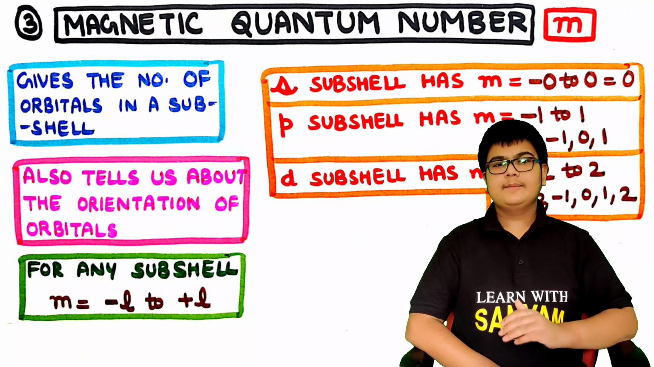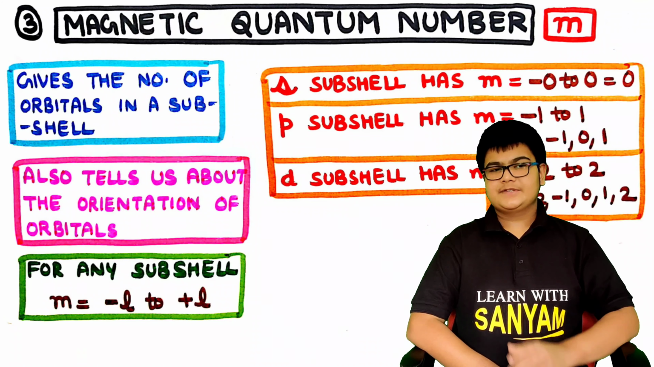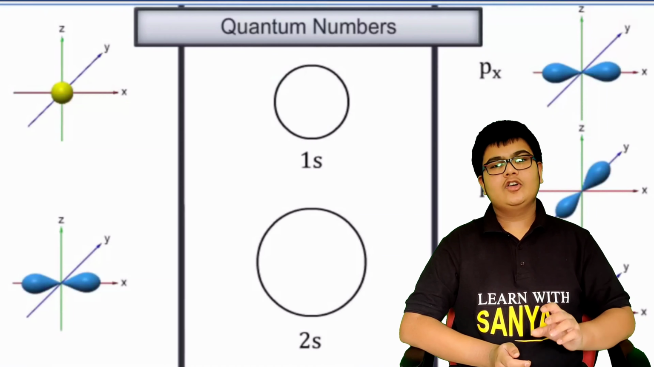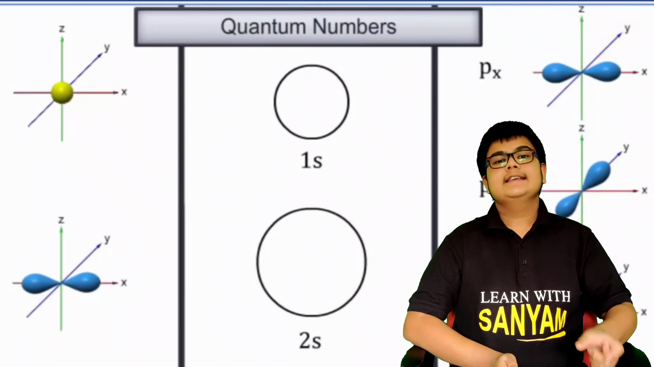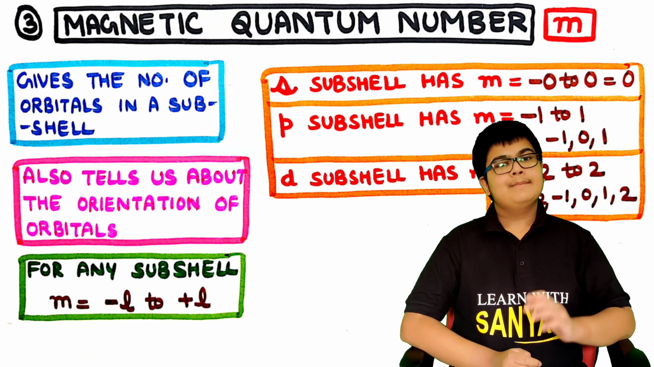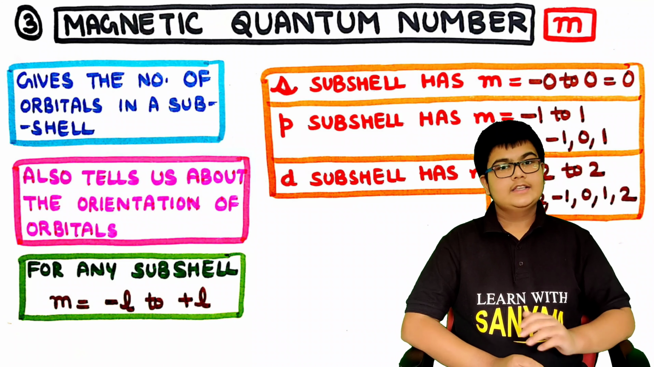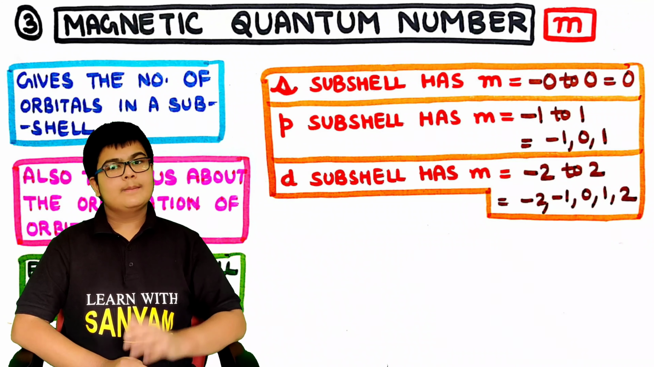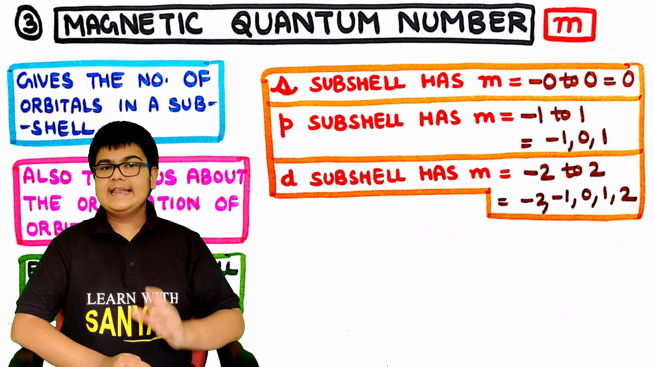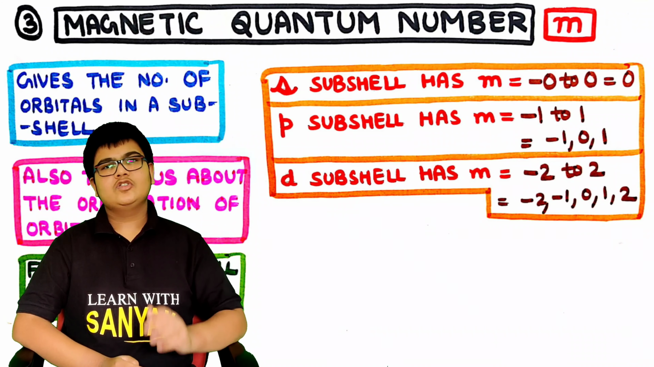Third, magnetic quantum number, denoted by m. It gives the number of orbitals in a subshell and also tells us about the orientation of orbitals. That is, whether the orbitals are present along the x-axis, y-axis or z-axis. For any subshell, magnetic quantum number m equals minus l to plus l. So s subshell has m equals minus 0 to 0, that is 0, because in s subshell, l equals 0. So as m is minus l to plus l, m will become minus 0 to plus 0, that is 0.